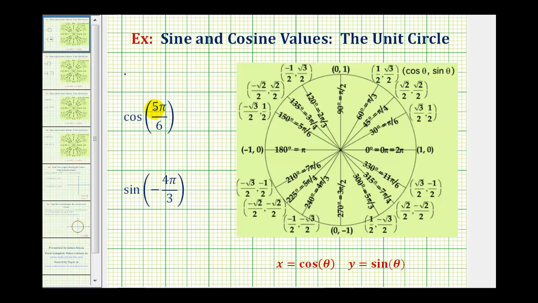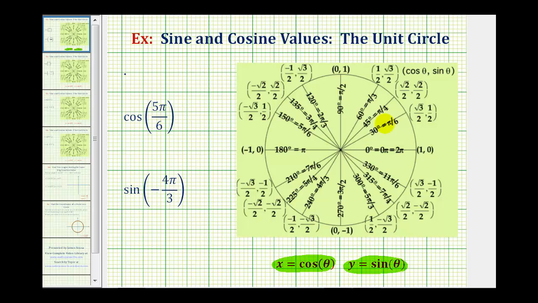We want to find the exact trig function values using the unit circle. The great thing about the unit circle is that if we sketch the angle in standard position, the point where the terminal side intersects the unit circle gives us both the cosine function value and the sine function value. The x-coordinate is equal to cosine theta, and the y-coordinate is equal to sine theta.